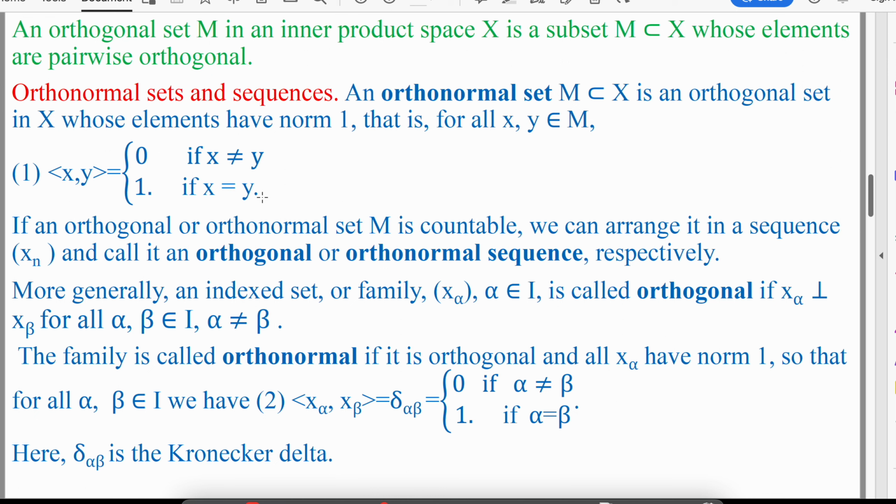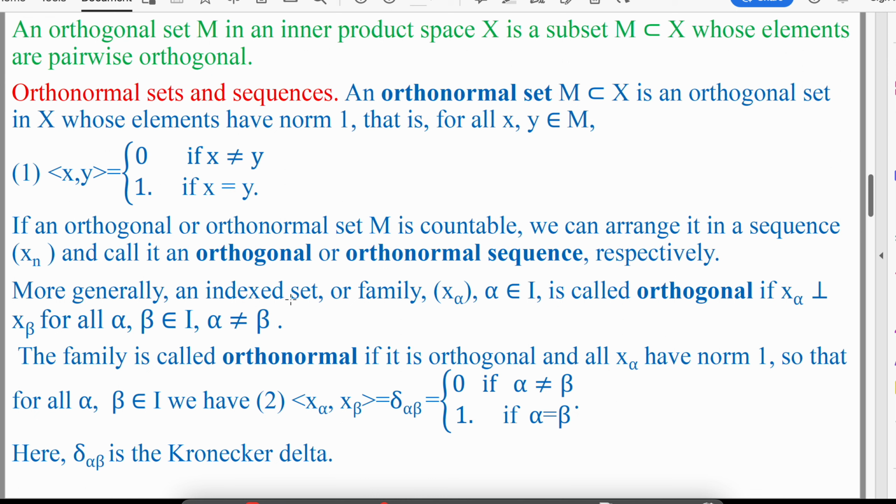If an orthogonal or orthonormal set is countable, we can arrange it in a sequence x_n and we call it an orthogonal or orthonormal sequence respectively. If it is orthogonal, then we call it an orthogonal sequence. If it is orthonormal, we call it an orthonormal sequence. An orthonormal set is also an orthogonal set, but the difference is its elements have norm 1.